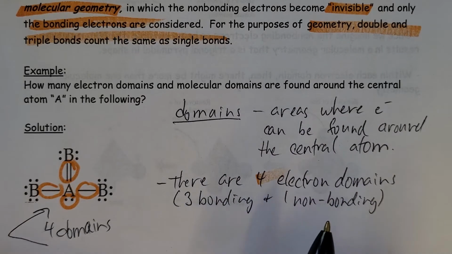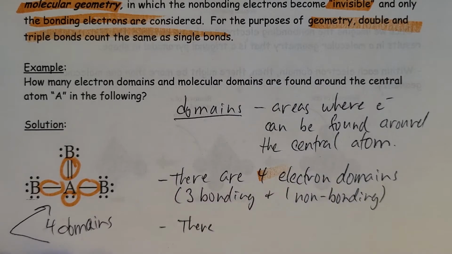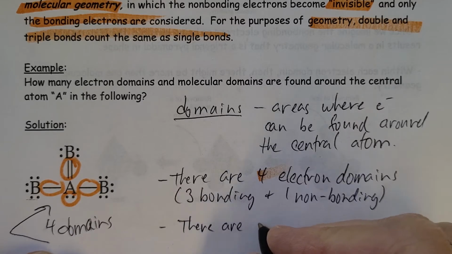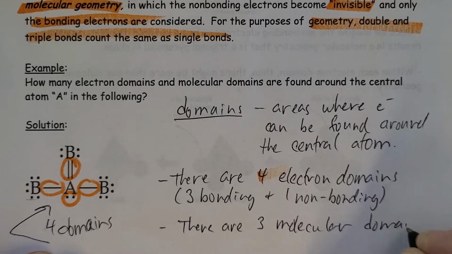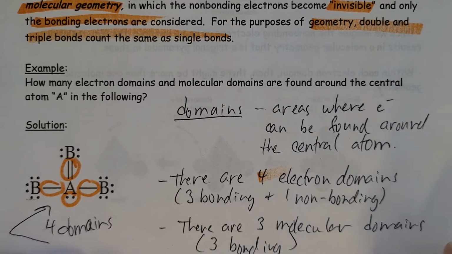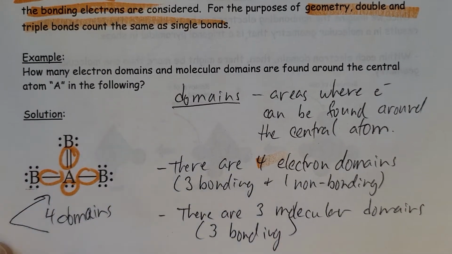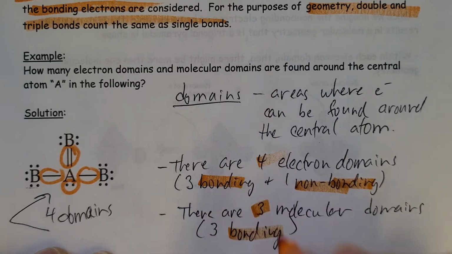And if we look at molecular domains, we just consider the bonding ones. But of course the non-bonding one is still contributing to the structure shape, but we just simply don't count it. All right, so key thing, how to figure out domains, the areas around the central atom where electrons can be found, whether they're non-bonding or bonding. Electron domains consider the bonding and the non-bonding, whereas the molecular domains only look at the bonding.